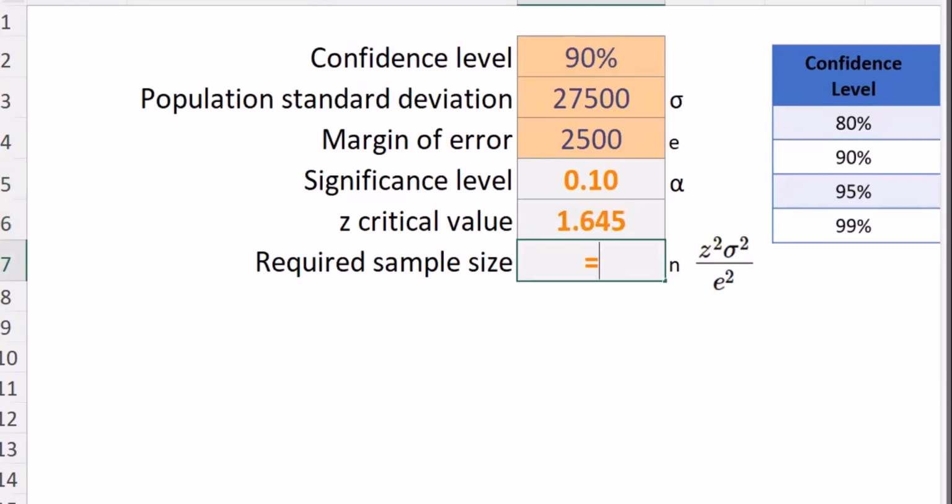1.645. So the required sample size is Z critical value squared, I left out the 2, times the population standard deviation squared. You want to put this all in parentheses to ensure our order of operations are done correctly. And then we're going to divide by our margin of error squared. So that's going to be the 2,500. So we get 327.43, but always round up your answer.